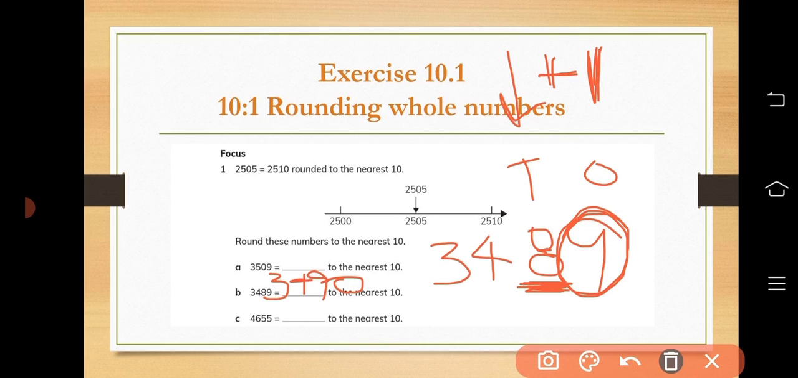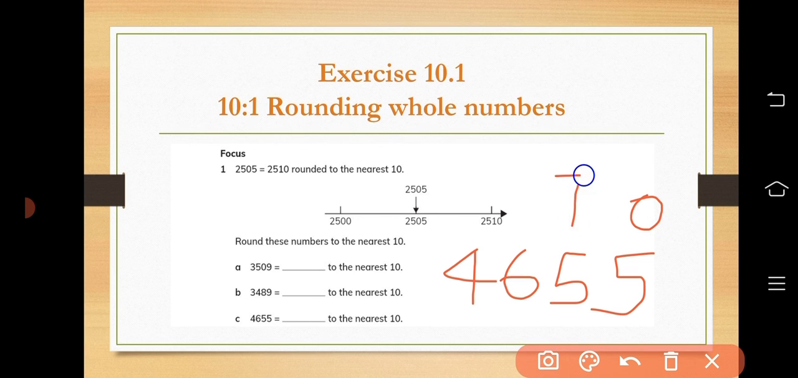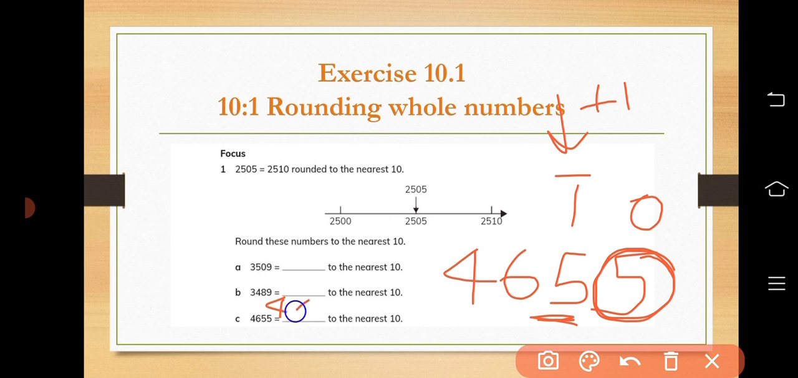Now round the next number, 4655, to the nearest 10. So again follow the same concept. Firstly you have to write down the place values of these digits. Now the tens value, you have to underline this number and circle the next number, and here you see that the next number is greater than or equal to 5. Yes, it is equal to 5. So you have to add 1 to the tens column and the next digit becomes 0. So the answer is 4660. So this is the answer.